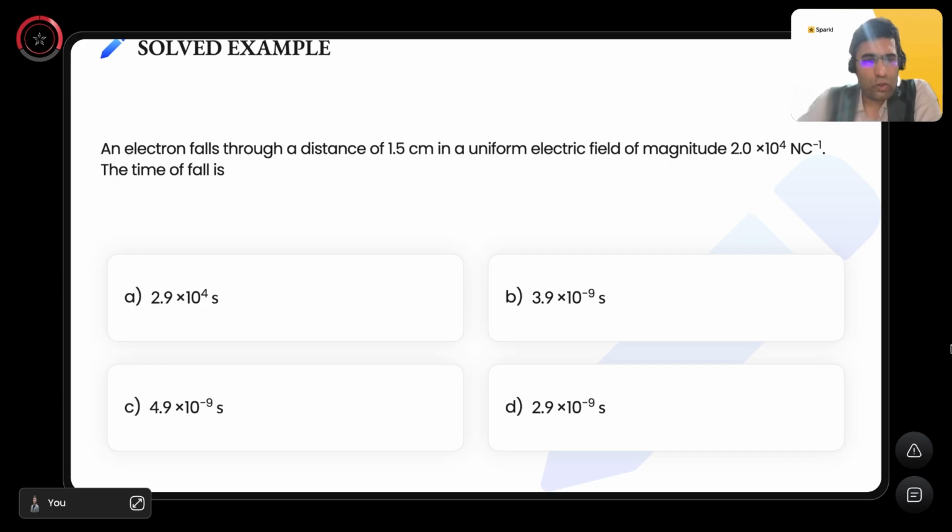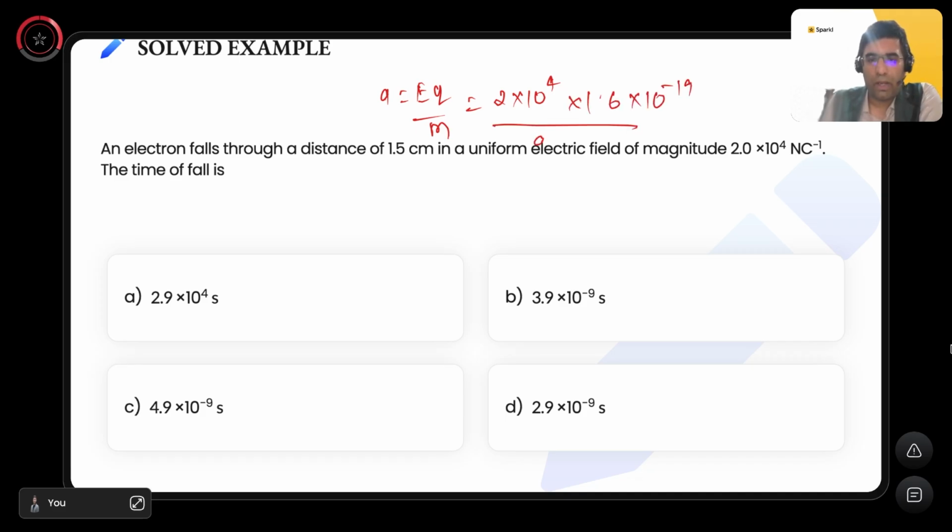An electron falls through a distance of 1.5 centimeter in a uniform electric field of magnitude 2 into 10 to the power 4. The time of fall is. So in such cases, what you need to do is find the acceleration. So acceleration will be eE upon m. So it will become 2 into 10 to the power 4 into 1.6 into 10 to the power minus 19, upon 9.1 into 10 to the power minus 31. So this will be my acceleration.